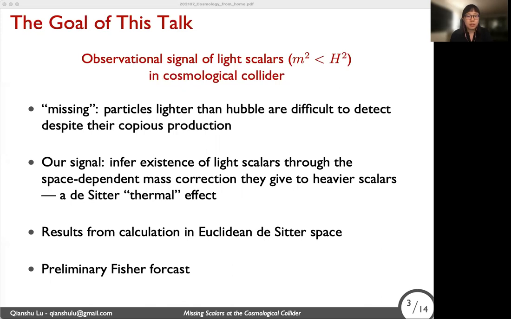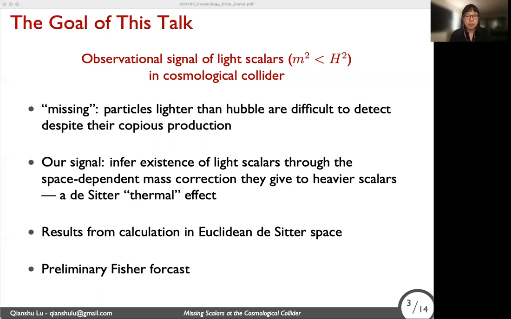Now, our signal is based on a unique de Sitter thermal effect that the light scalar has, which is essentially a space-dependent mass correction that the light scalar gives to other particles that it interacts with. I'm going to explain the physics behind the signal and our model in much more detail.